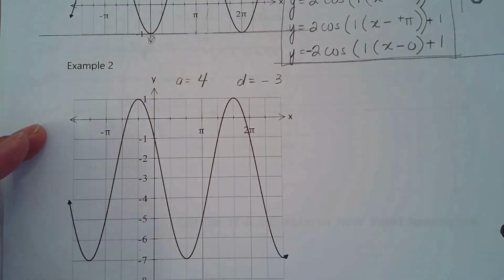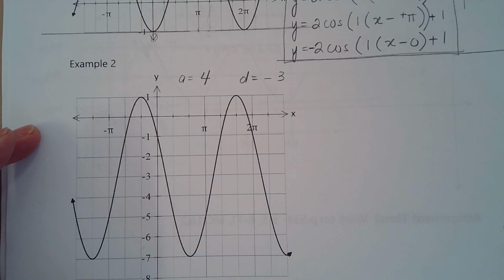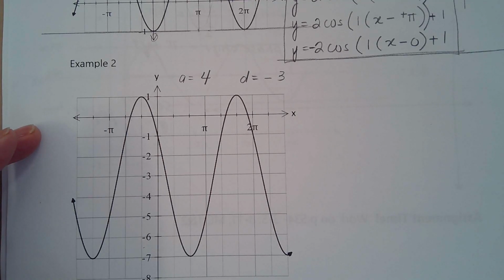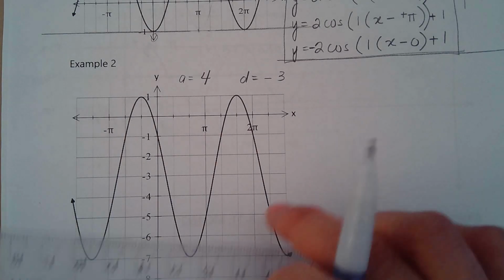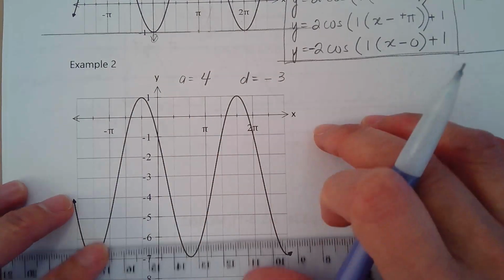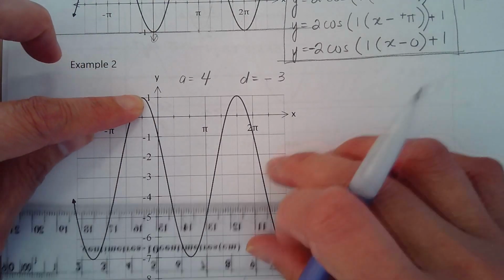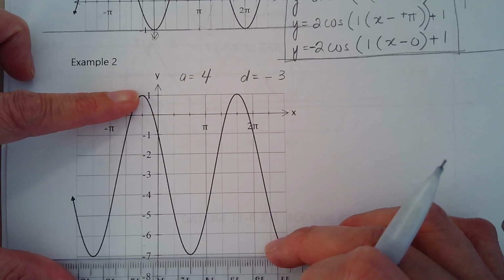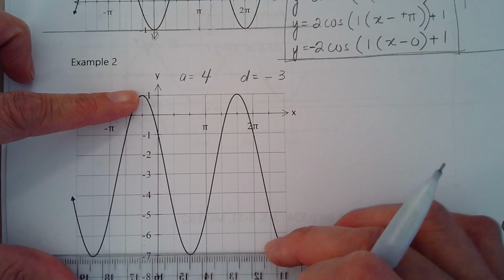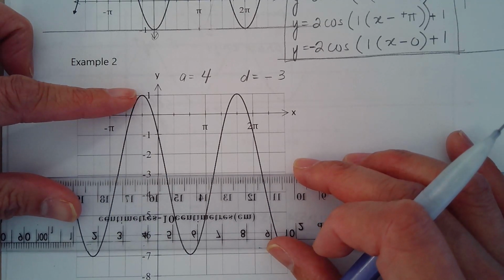Negative 3. Yes? Yeah. A is 4. D is negative 3. Okay, hold on, I'm not quite there yet. Okay, let's see. My max is 1 minus negative 7, so that makes it 8. 8 divided by 2 is 4. Median is negative 3.